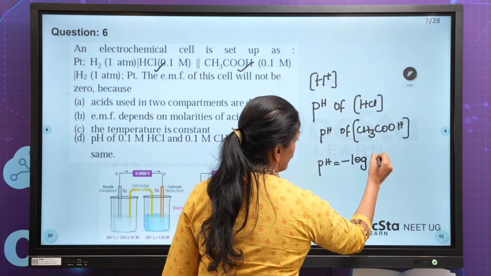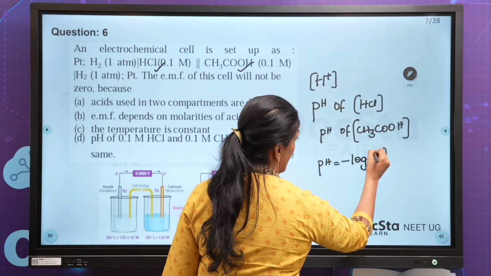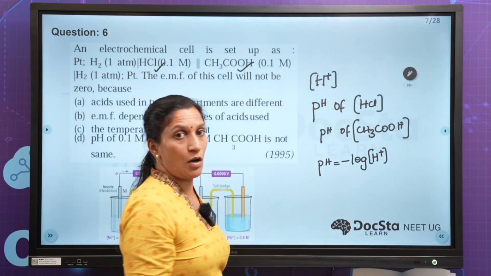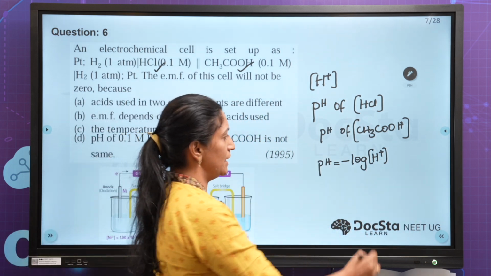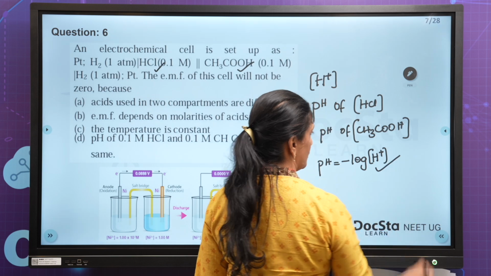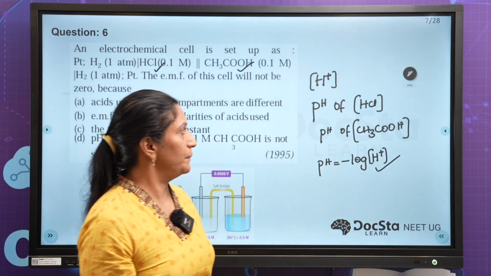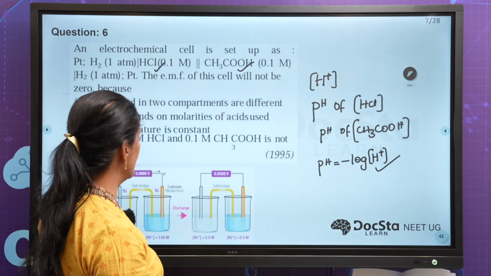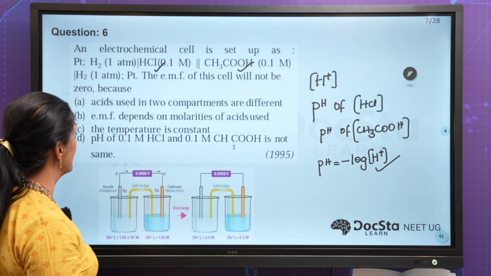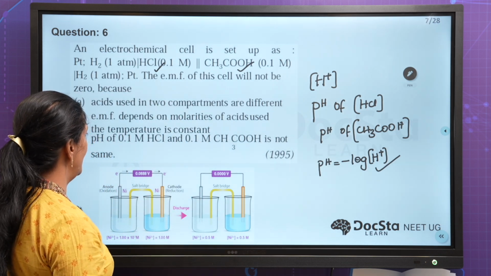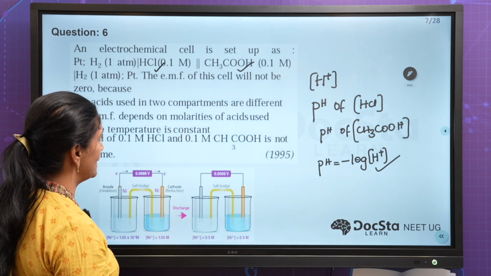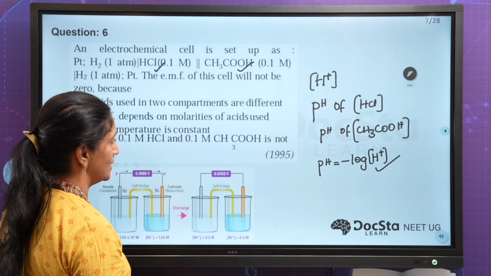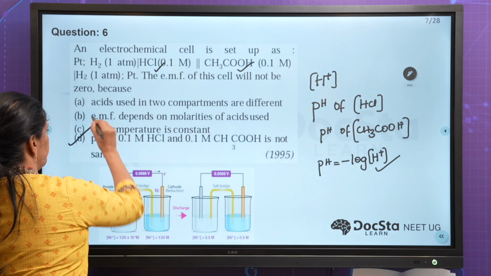Here the H+ ion concentration will not be the same in both cases, since it is a concentration cell. So since H+ ion concentrations are not the same, the pH of HCl and acetic acid will not be the same. So the correct option regarding this question is option D, that is the pH of 0.1 molar HCl and 0.1 molar acetic acid is not the same.